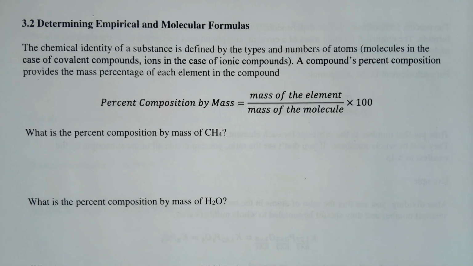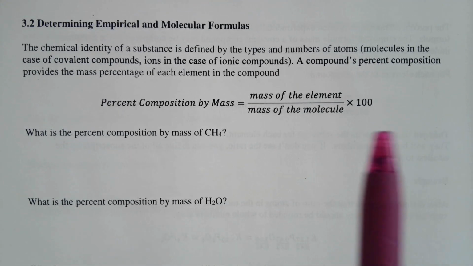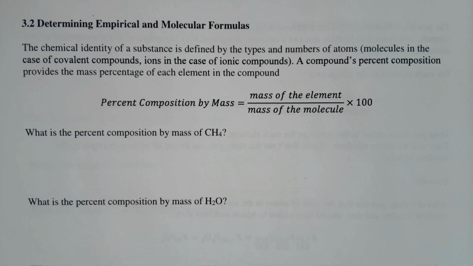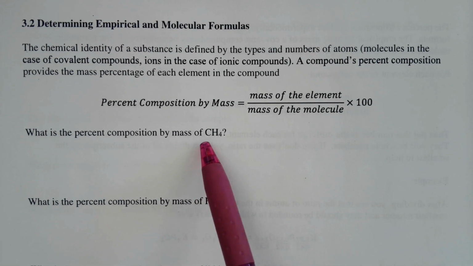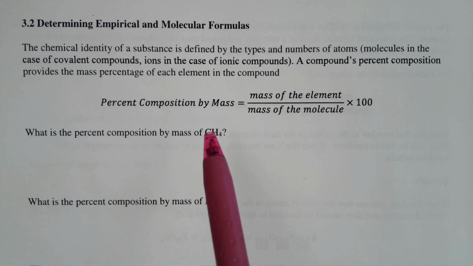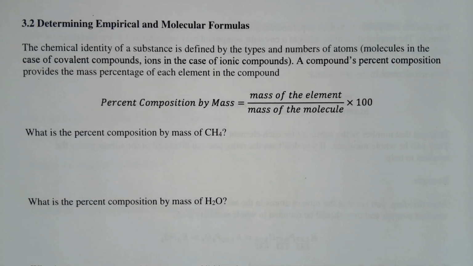If we're trying to figure out the percent composition of a molecule or any sort of substance, all we're doing is comparing the mass. The mass is specifically that element to the mass of the entire molecule. So our first molecule is CH4. We could compare that, 1 atom of carbon to 4 atoms of hydrogen, but we could also compare it by mass. So of the total mass of CH4, what percentage is carbon and what percentage is hydrogen?